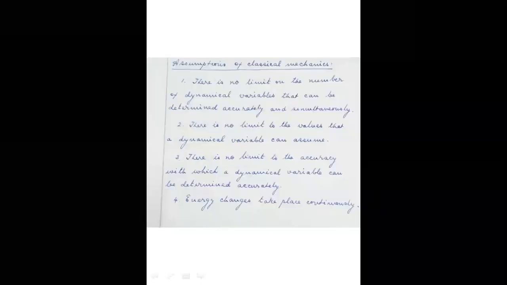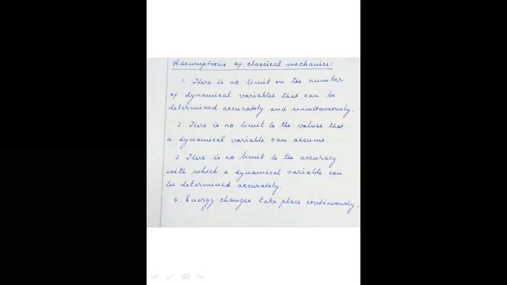So, other assumptions of classical mechanics. The first assumption: there is no limit on the number of dynamical variables that can be determined accurately and simultaneously. The second assumption: there is no limit to the values that a dynamical variable can assume. Third assumption: there is no limit to the accuracy with which a dynamical variable can be determined. And the fourth one: energy changes take place continuously. These are all the four important assumptions of classical mechanics.